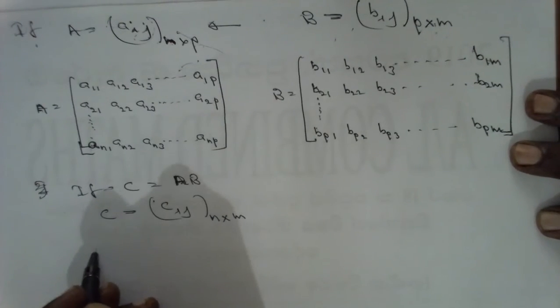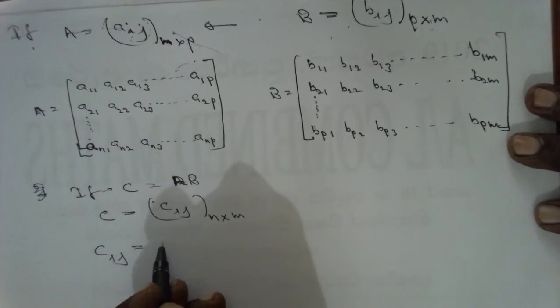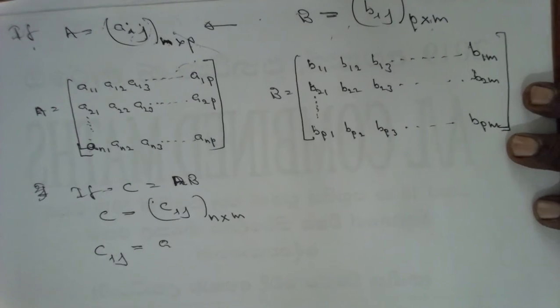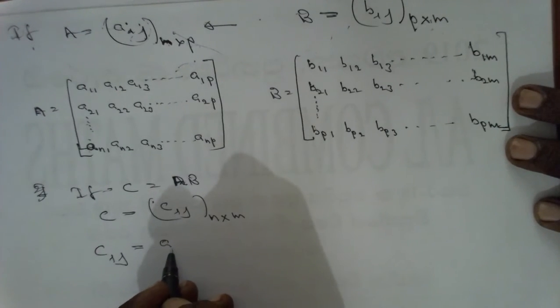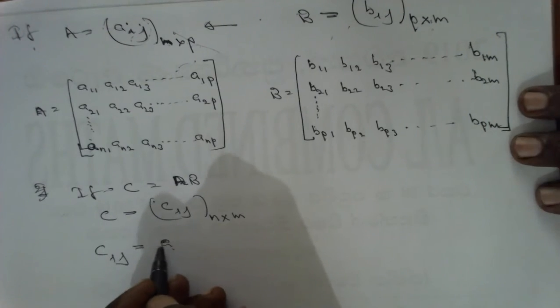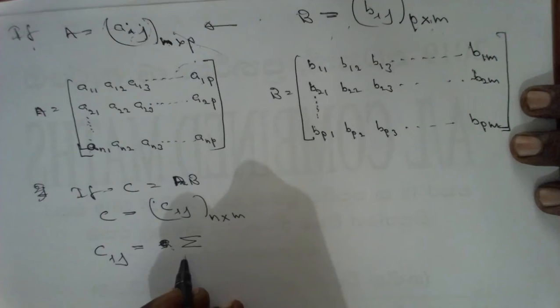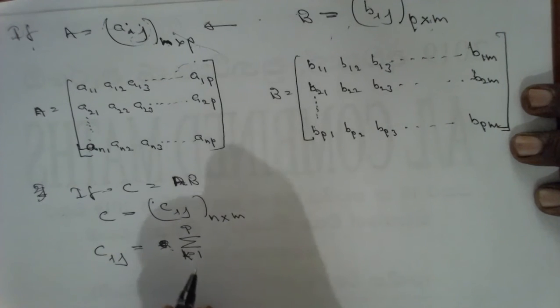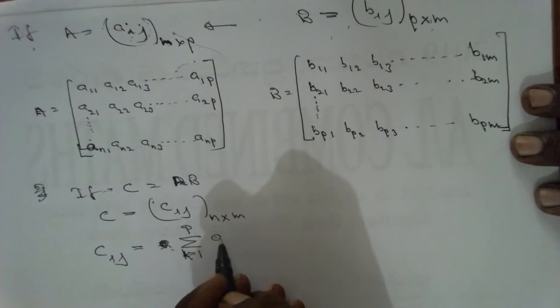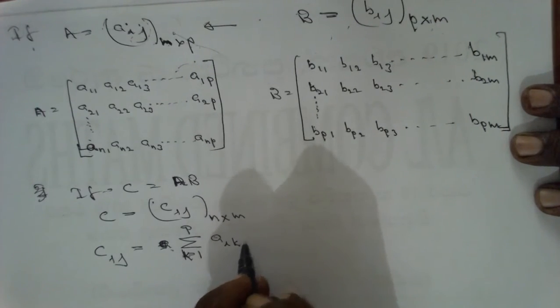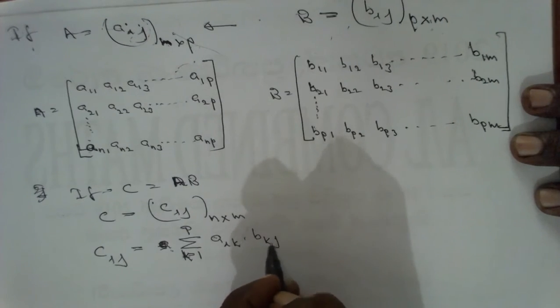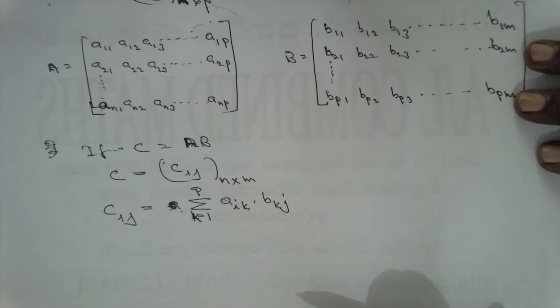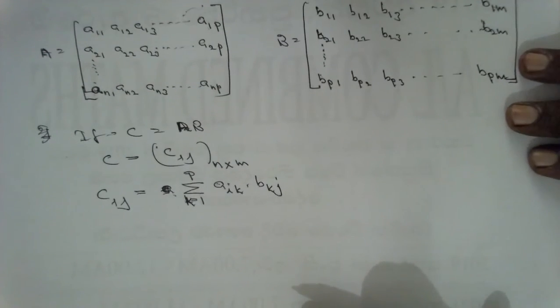Right? And Cij is defined as sigma, k equals 1 to P, of Aik into Bkj. That is how you define Cij. Okay, k equals 1 to P.